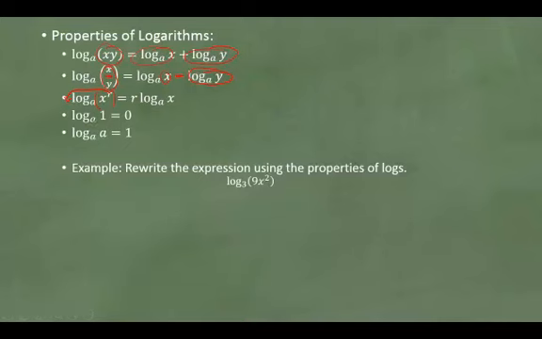Log of any base, it doesn't matter what this a is, of 1 is always equal to 0. And again, remember, this is by the definition, because this means a to the something is equal to 1. Well, the only thing you can raise it to give you 1 would be 0. So this has to be 0. Log with any base of that same number is equal to 1. And again, remember, that's because of the definition. This is a base a is equal to a if you raise it to the first power. Right, that's obviously true.